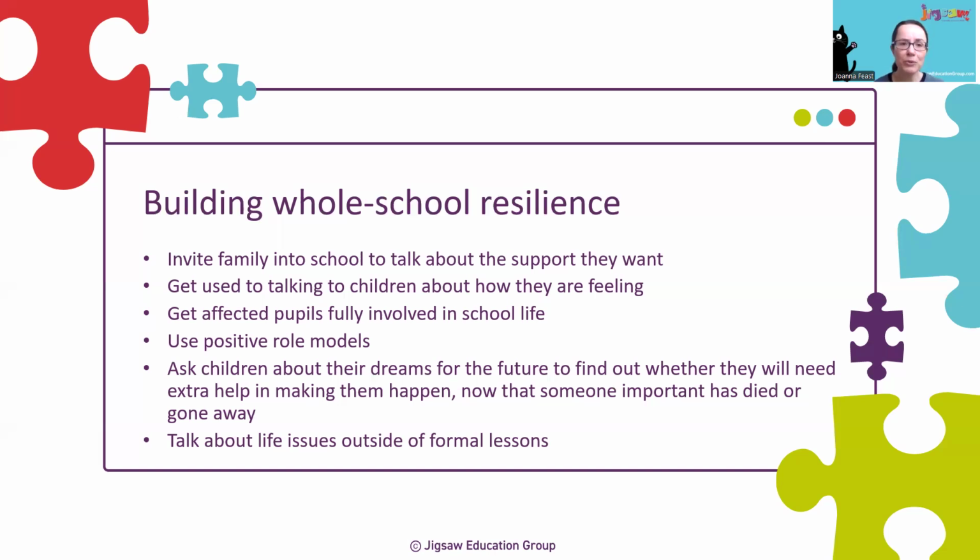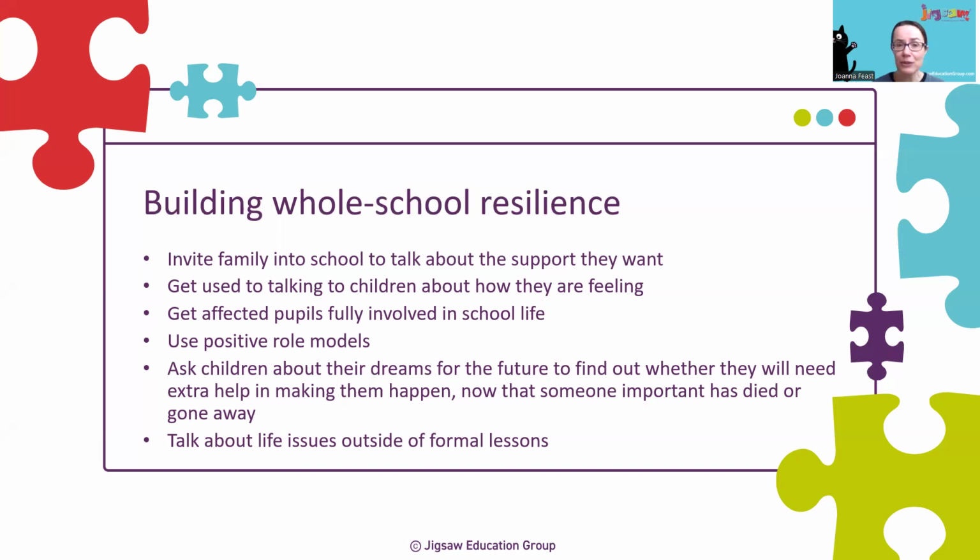Make sure that pupils who are affected feel involved in school life, rather than saying, oh, they won't want to get involved because they have been bereaved. Ask them. And then use positive role models as well. That's not to say that we use people who never get affected by anything. A positive role model is someone who can demonstrate to children that emotions are a part of life and that they need to be worked through the body.